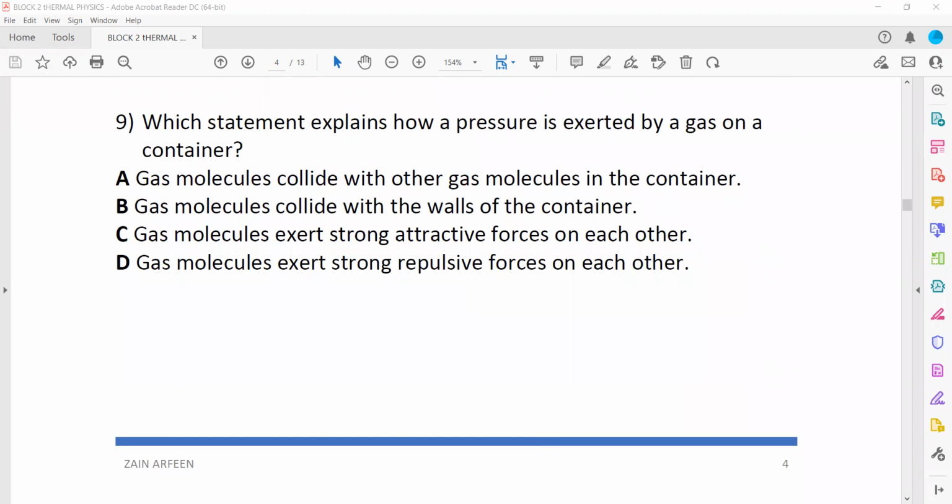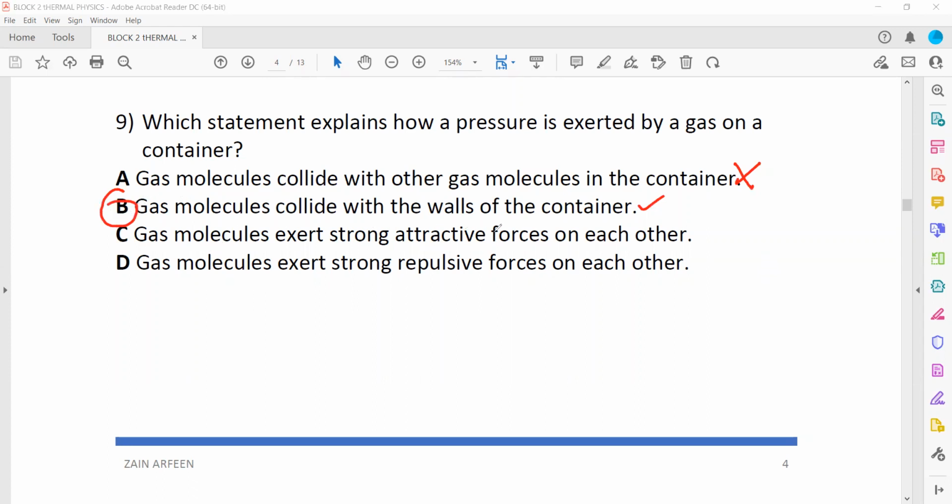In question 9, which statement explains how pressure is exerted by a gas on a container? So how do we explain the pressure? Gas molecules collide with other gas molecules in a container, but that explains how the particles are moving, but does not explain the pressure exerted by the particles on the container. So gas molecules collide with the wall of the container. When these gas molecules collide with the wall, they exert pressure.